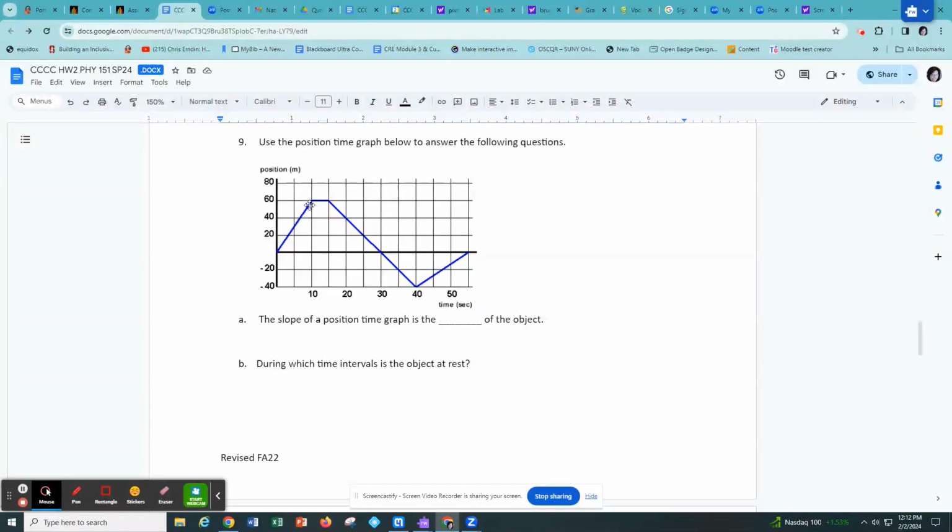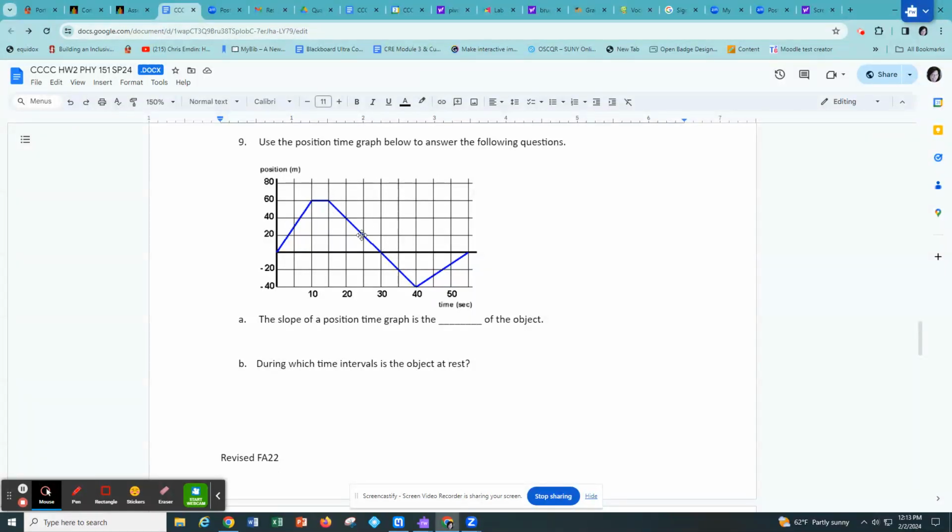If you have a positive slope, you're moving away from your start point. If you have no slope, you are not moving at all. And if it's a constant slope, then that means it's a constant velocity. Now, you can have a negative slope, which means you're getting closer to the object. And since it's a constant speed, a constant slope.